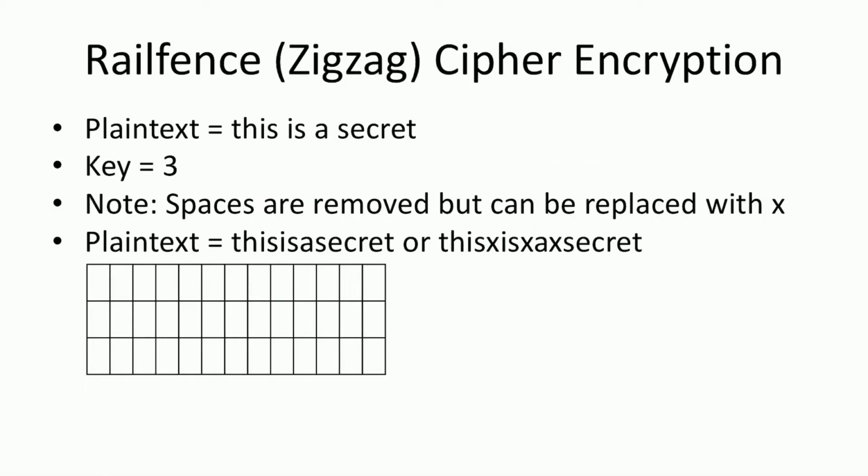So how do you encrypt using a Railfence cipher? Let's say you have plain text equal to "this is a secret", and the key is 3, which means we have 3 rows or 3 rails. Now before encryption we usually remove spaces, but you can also replace the spaces with X's, as you can see here. So plain text will become something like either this or this.